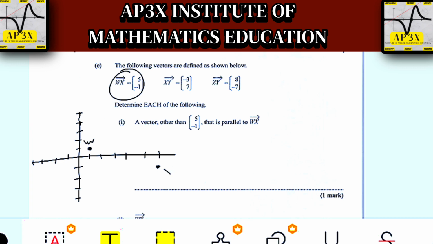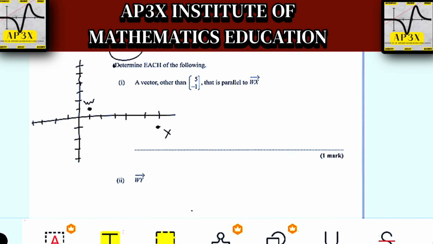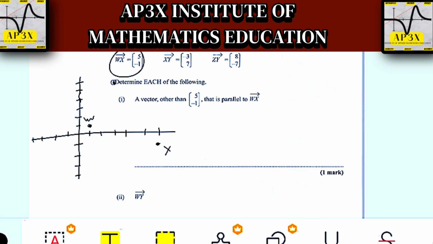So that's going to be my X here. So WX is 5, negative 1. I know that from X to Y is negative 3, 7. So I'm going to go from X 1, 2, 3 backwards, and I'm going to go up 7. So that's 1, 2, 3, 4, 5, 6, 7, just a little bit up here. Maybe I needed to draw this a bit clearer in a bigger space. Anyway, that's going to be my Y here. So that's X to my Y.